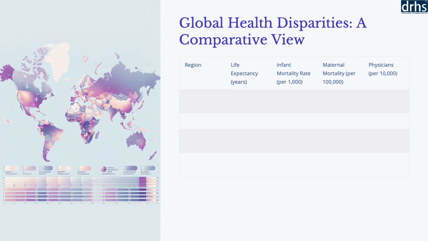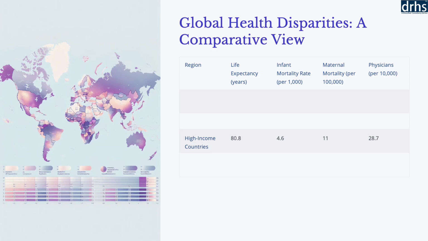Slide 11. Global health disparities, a comparative view. The state of global health is marked by profound and persistent disparities, as illustrated by key indicators such as life expectancy, infant and maternal mortality, and the density of healthcare providers. These metrics reveal a stark divide between high-income countries and the rest of the world, underscoring the immense challenge in achieving SDG 3's promise of health for all.